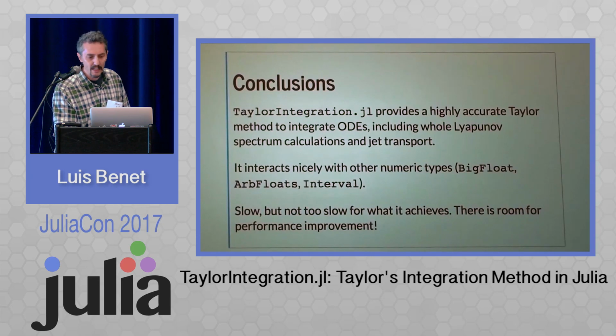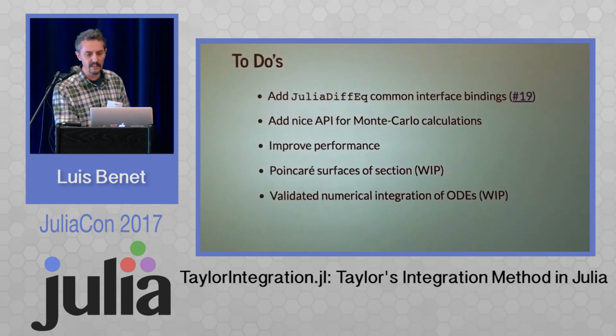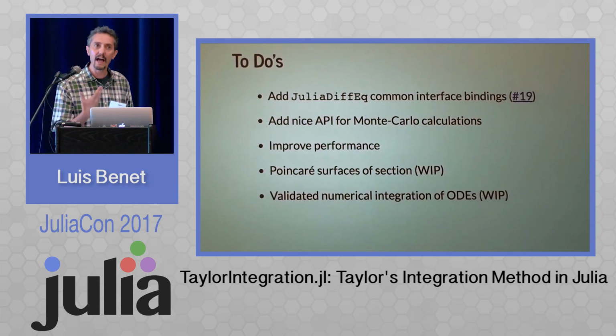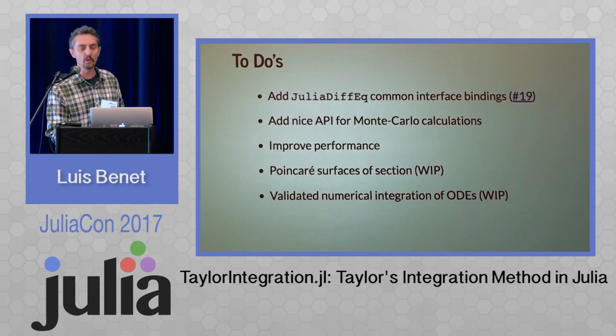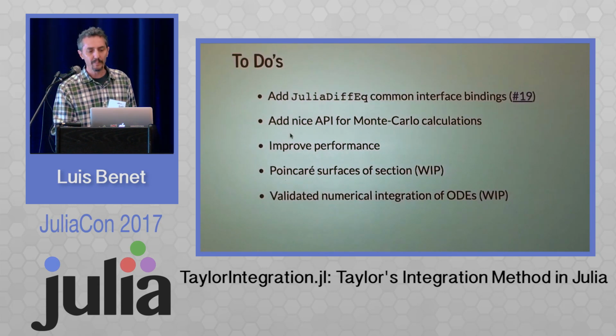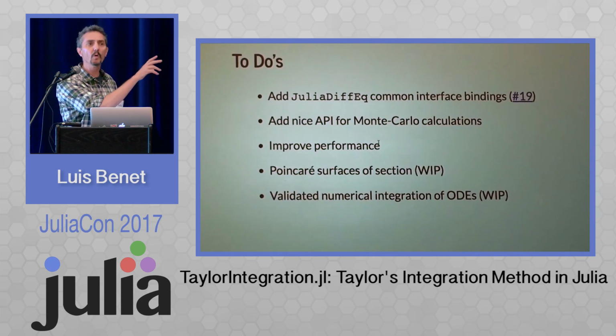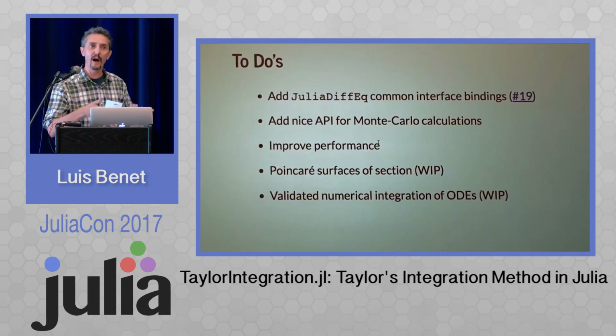Now, there is room for improvement on these things, so I will mention some. We should build a common interface to be able to call it from Julia's DifferentialEquations. It would be nicer to have a smoother way of implementing a Monte Carlo calculation which relies on Taylor integration. We can improve performance, and to do so, I have some ideas which require some metaprogramming wizardry, which I am not able to do.